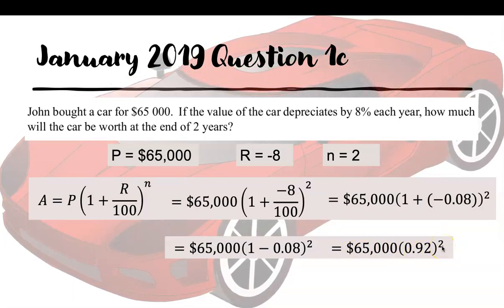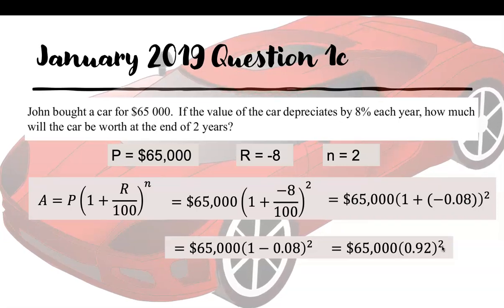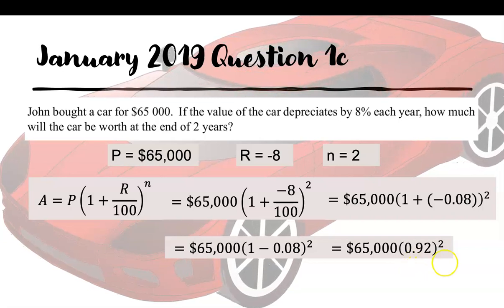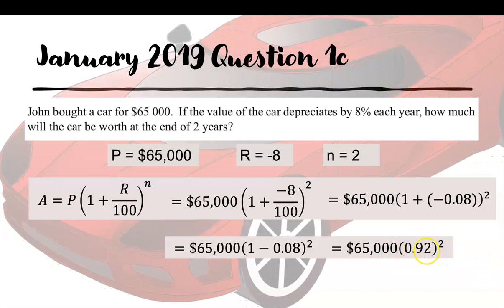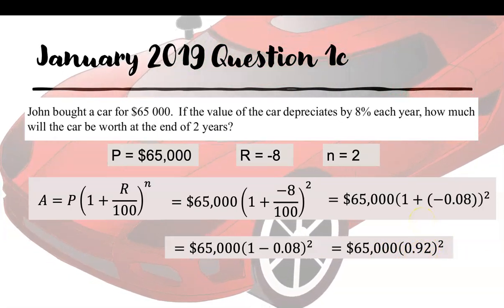Now remember BODMAS. BODMAS says brackets first. Right, order of operations. So brackets first. So we have dealt with the brackets. Next, it's the orders, or powers, or indices. And here we say raised to the power 2. So we're going to say 0.92 raised to the power 2.